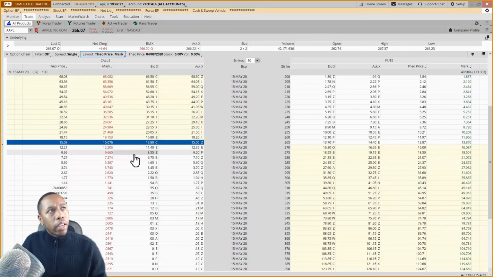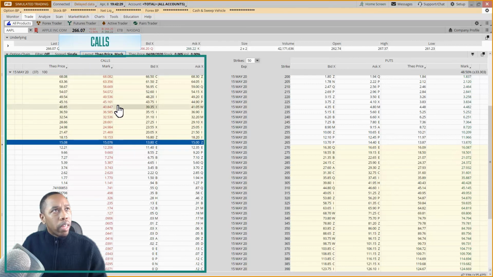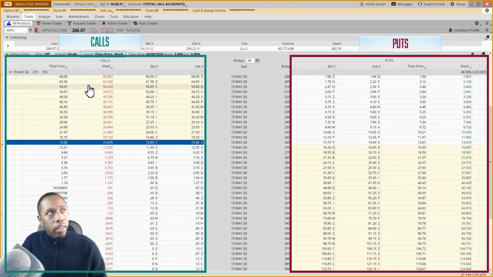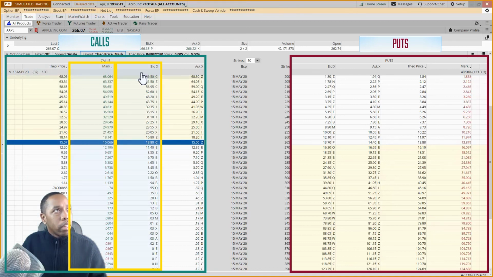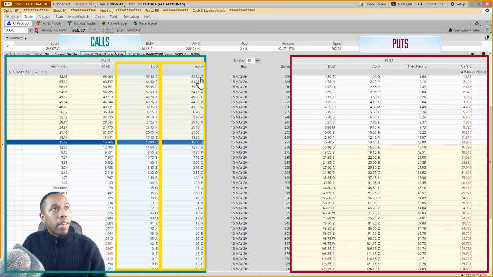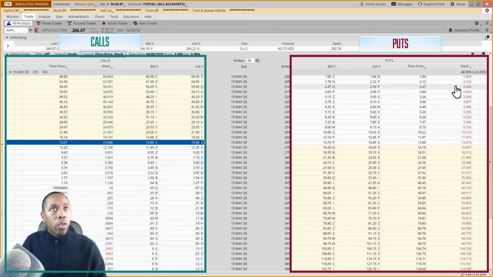All right. So if you take a look at this layout, we have the calls on the left side. We have the puts on the right side. Everything that's on the left side on the call side is basically the same thing that's on the right side on the put side. So we have the Theo price column. Then we have the mark price column. And then we have the bid. And then we have the ask. Same thing on the put side. Bid, ask, Theo, and mark.